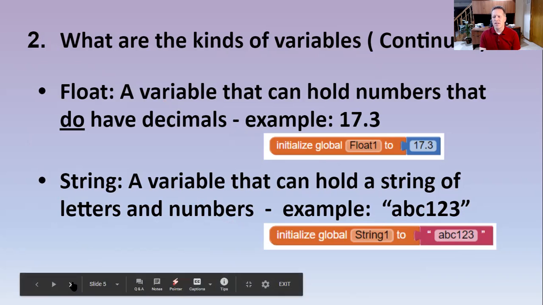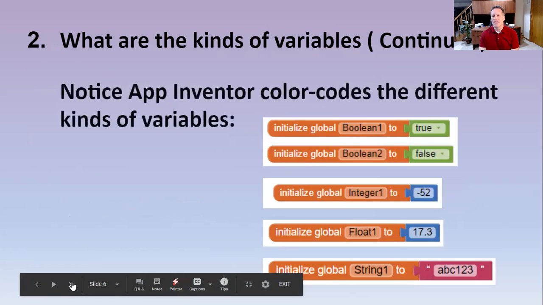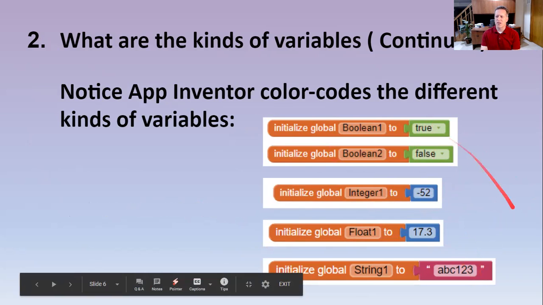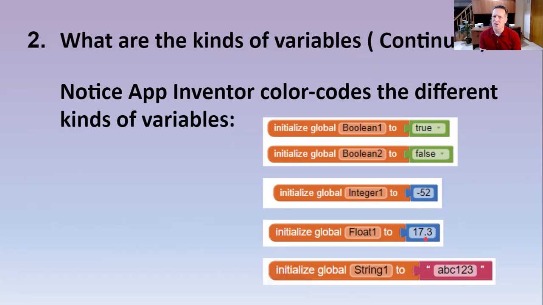Okay. Now, one thing that you'll notice with App Inventor is that it gives everything a color code. So when we're working with variables, you'll always see an orange block. Anytime you see an orange block, that means that this is a variable. And then in this case, the different kinds of variables have different colors. So Booleans are green, strings are this pinkish purplish color. Notice floats and integers get the same color in App Inventor. That's because technically in App Inventor, it treats both of those like it's the same type of variable.